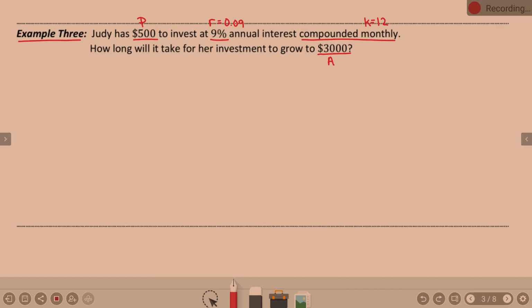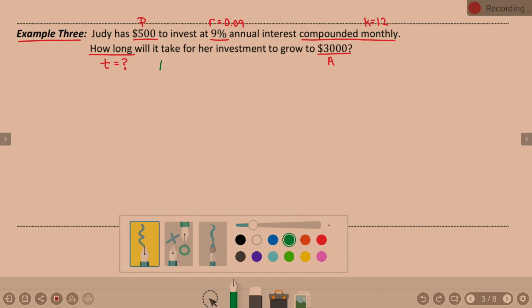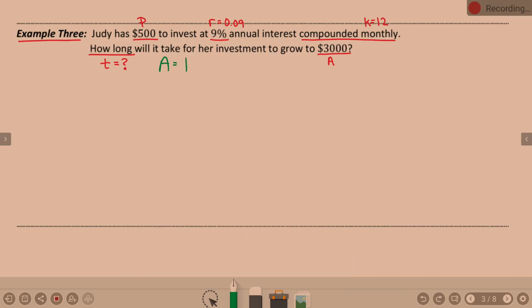What are we going to be searching for? A is 3,000. How long? So we're looking for T. And that's where things change up. This is what you couldn't do back in middle school, not without some serious guess and check. So with that in mind, my formula: A equals P times 1 plus R over K, raised to the K times T.